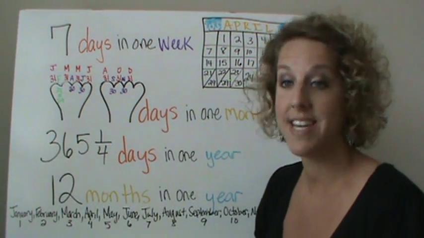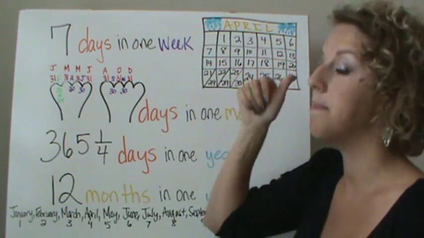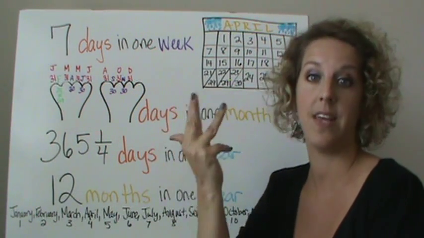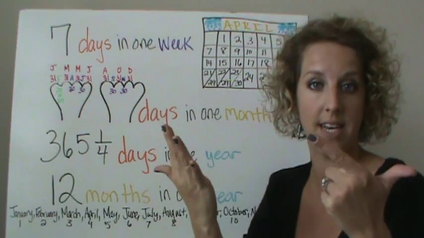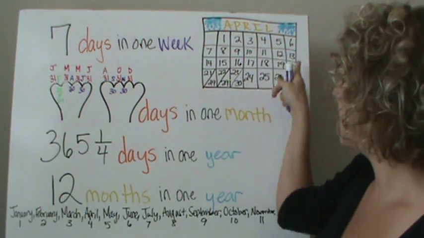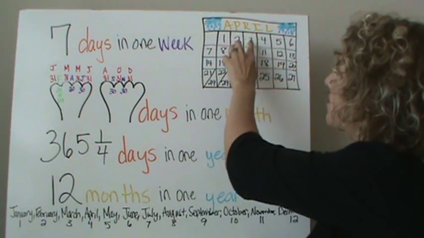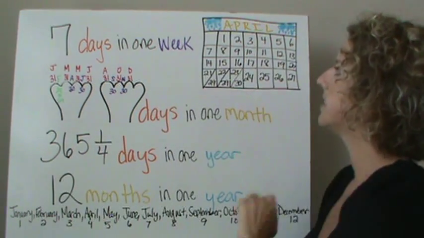There are 7 days in a week. We know that there's Monday, Tuesday, Wednesday, Thursday, Friday, Saturday, Sunday. 7 days in a week. And on a traditional calendar you can see here, there are 7 spots for this calendar.